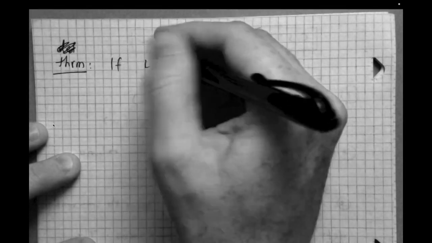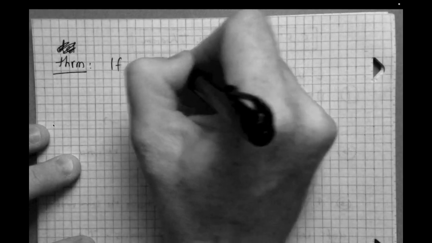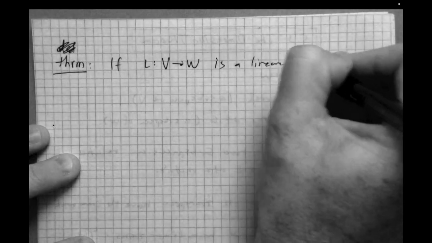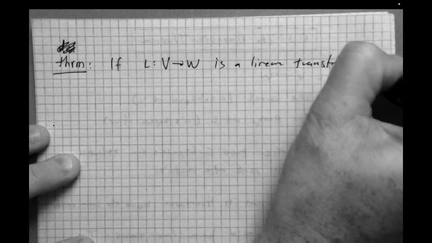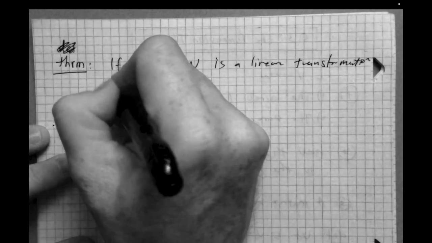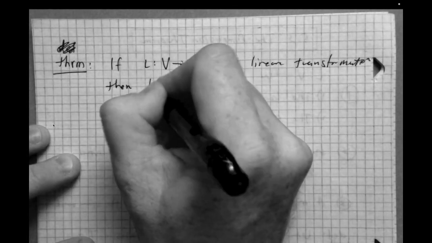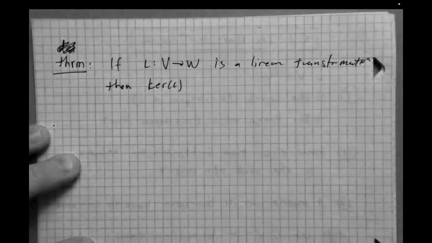Those are the prerequisite definitions. Now we've got a nice theorem that we can build off of. Theorem: if L is a linear transformation from V to W, then the kernel of L is a subspace of V.